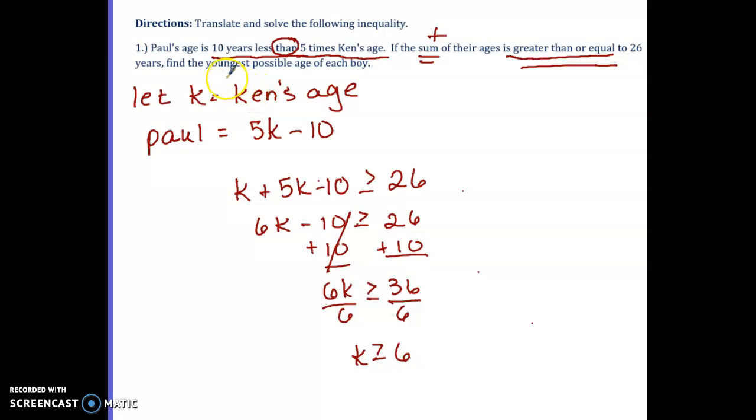So we're finding the youngest possible age for each boy. So in this case, we know Ken's going to be greater than or equal to 6. So the youngest age that Ken could be is 6. And then when we plug in 5 times 6, we get 30 minus 10 is 20. We find out Paul is 20 years. So Ken is 6 years and Paul is 20.